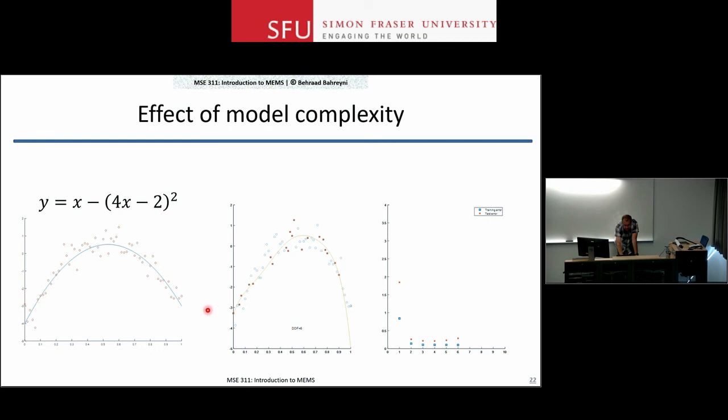But as you keep increasing the order, you will see that your training error keeps going down, but your test error starts to creep up, right? What that means is that you're fitting very well to the data that you're using for the training, but you're starting to have a hard time fitting the new data. And as you keep increasing the order, this is what happens.